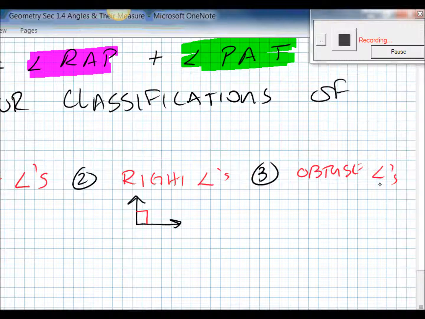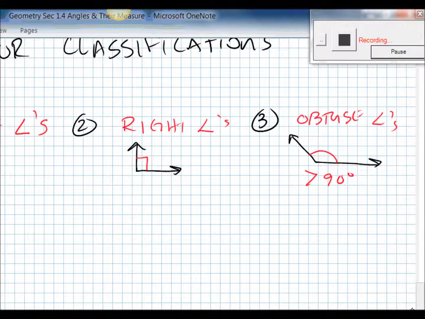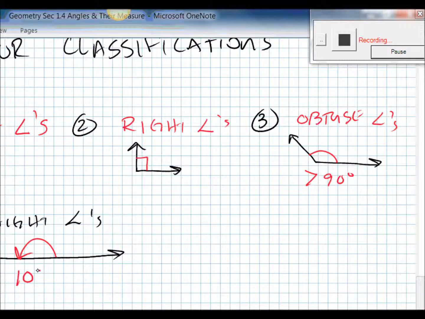Obtuse angles. And what are obtuse angles, everybody? More than 90 degrees, yes, very good. So the angle, the space that's inside here, right? This is greater than 90 degrees. And finally, can you predict the last one? Yes. Nice job, Crystal. Straight angles. Straight angles, right? And straight angles look like this. Right? They go from there to there, and they create 180 degrees.